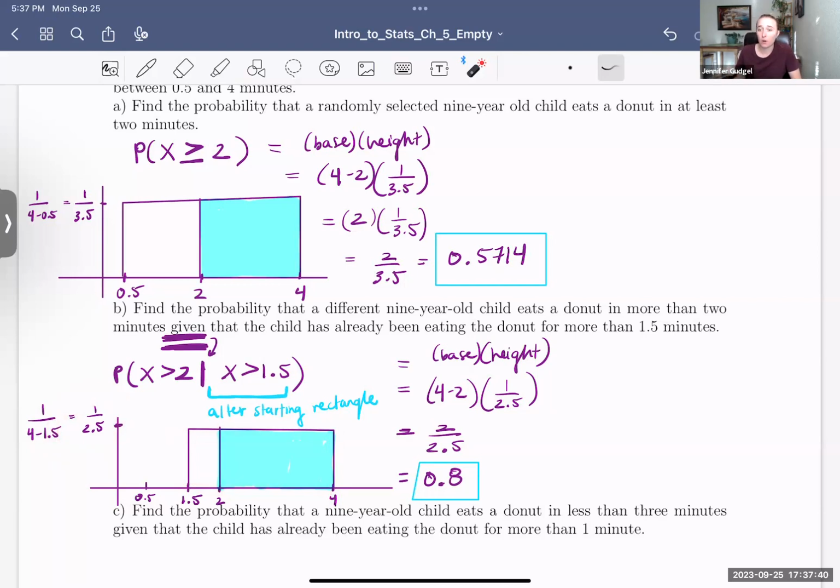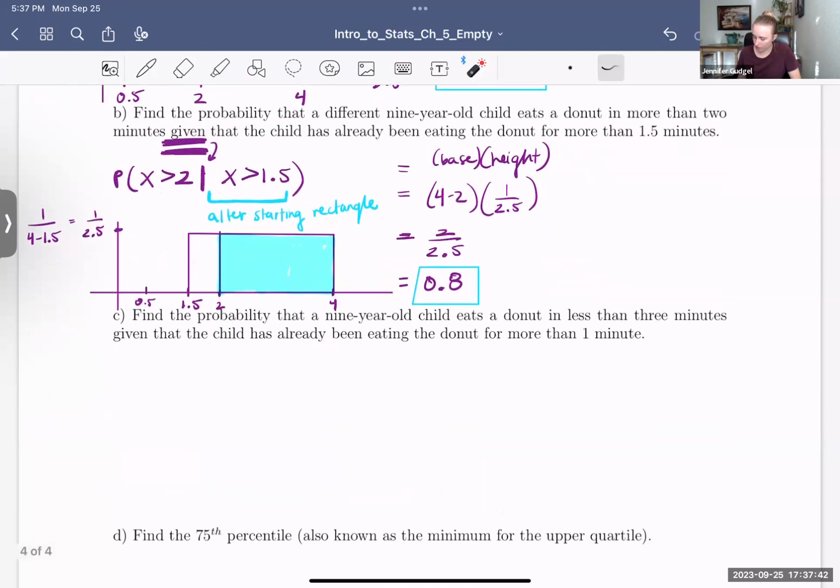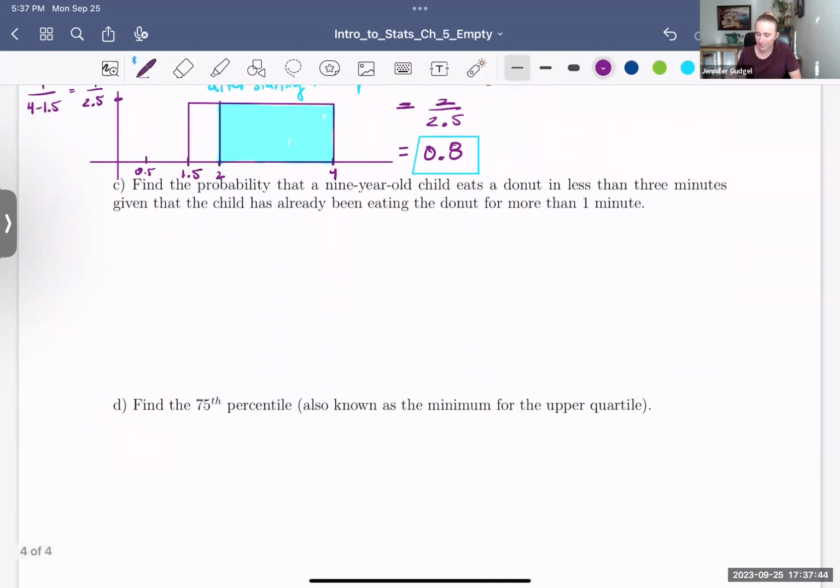Okay, let's try one more percentile question. Oh, just kidding. We will get to that percentile. Sorry, this is going to be a longer video. My apologies. Let's do one more conditional probability.